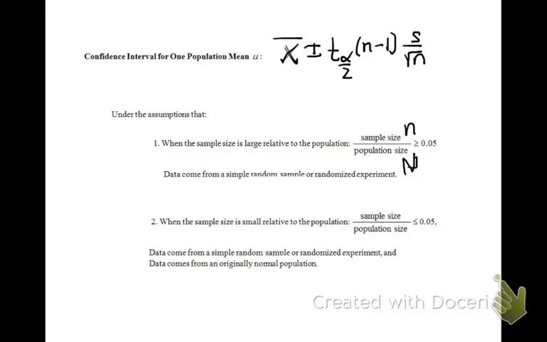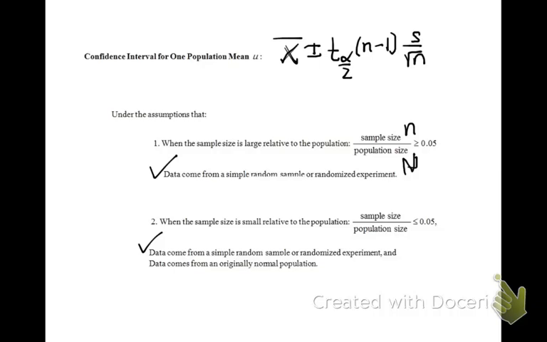Now, if you sample less than 5% of the population, if this division comes back less than 0.05, then you now have a second assumption to meet. You still need to have your data from a simple random sample or a randomized experiment. But additionally, your data will have to come from an originally normal distribution.